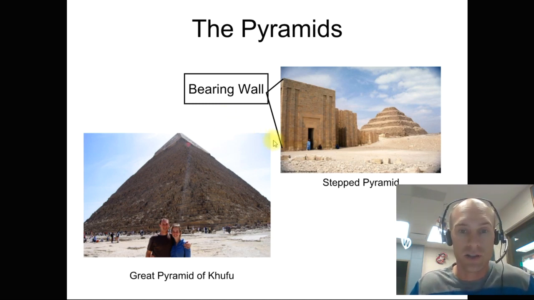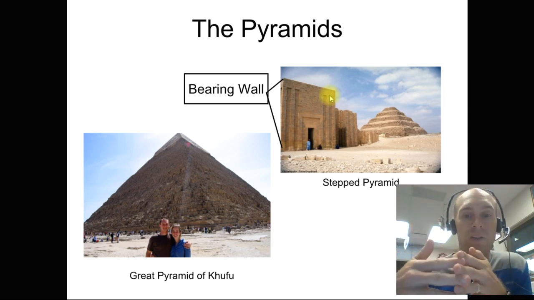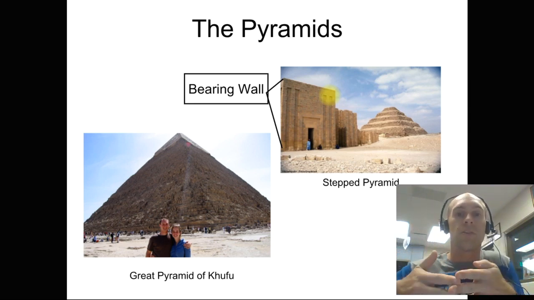These are just solid structures. They also built these bearing walls. So to build really tall walls, you can't just build one wall. You have to build another wall, and they kind of interlock, and then neither wall can fall over.